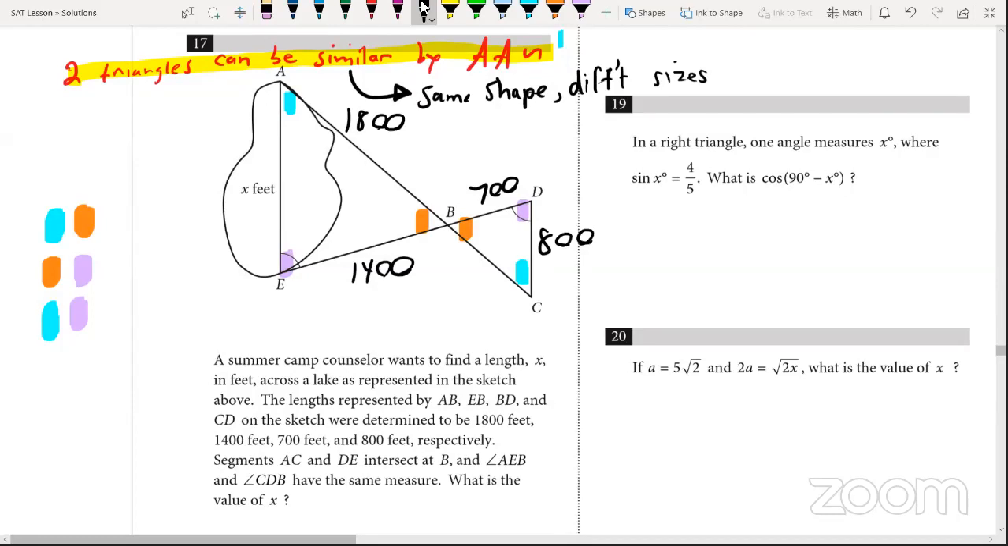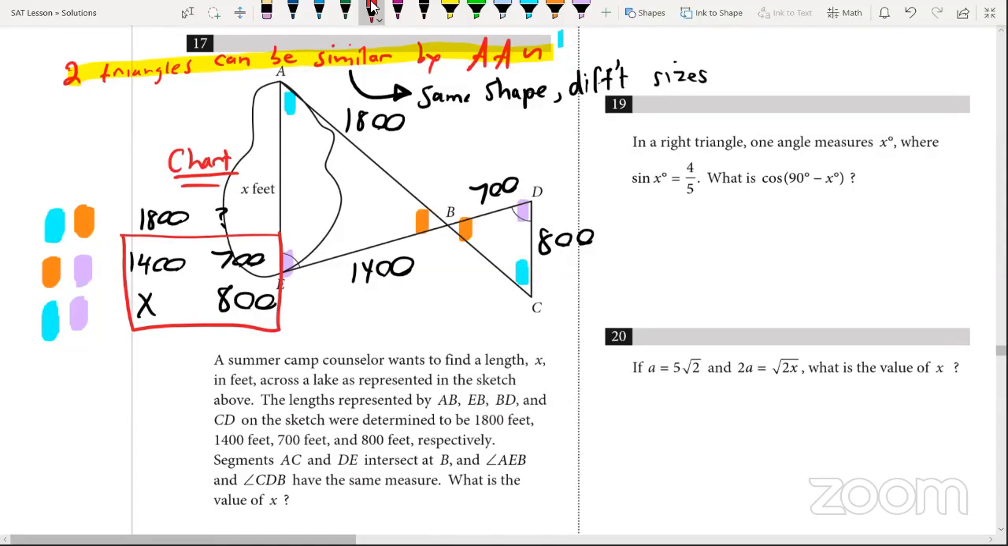So blue to orange, left triangle, 1800. Blue to orange, right triangle, still a question mark. Orange to purple, left triangle, 1400. Orange to purple, right triangle, 700. Blue to purple, left triangle, X; blue to purple, right triangle, 800. Much better. So the idea of a chart for proportionality or similarity is that wherever you can draw a rectangle, you can draw a proportion.